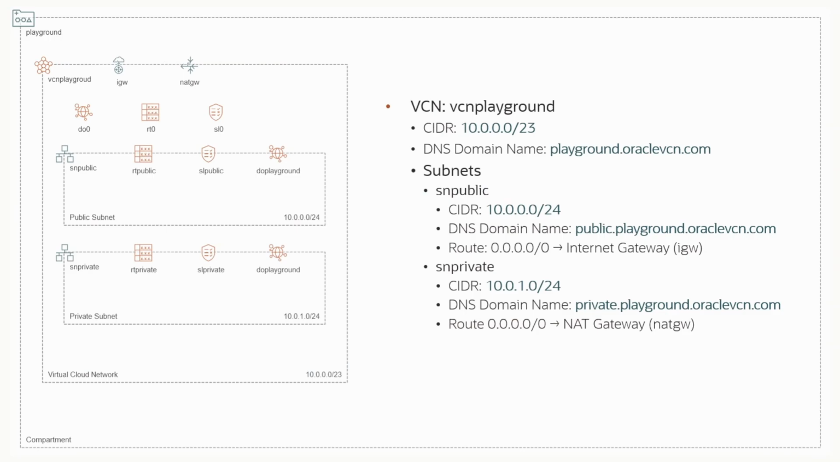Before deploying a compute instance in PCA, you need to deploy a virtual cloud network. A VCN acts as a customizable private network within the Private Cloud Appliance environment. For this demonstration, I have already provisioned a VCN called VCN Playground. I used a /23 CIDR block. I have already provisioned two subnets.